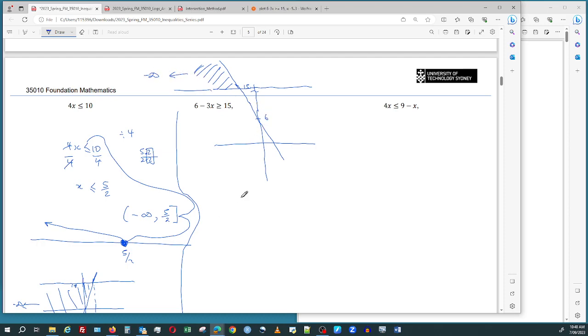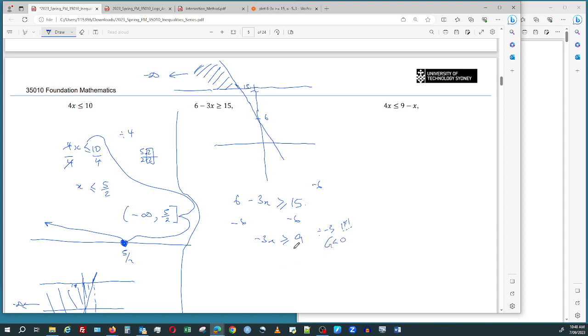So curiously, we can do the number line idea. Okay, this time we can subtract 6. So what you do one side, you do the other. So minus 3x is greater than or equal to 6 and 9 is 15. Now we'll divide by negative 3. Careful, negative 3 is negative.